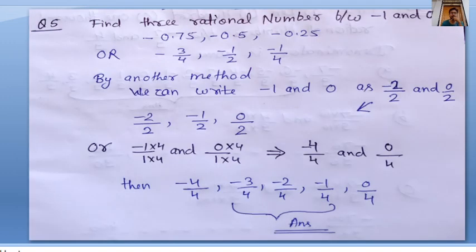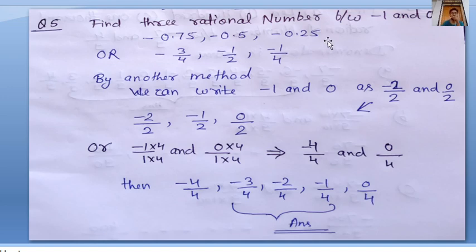Now next, find three rational numbers between minus 1 and 0. Minus 1 and 0 on the number line lie on the negative side. So here we can write minus 0.75, minus 0.5, minus 0.25, or minus 3 by 4. When you convert to fractional form, you can write in this form. And minus 0.5 you can write as minus 1 by 2 and minus 0.25 as minus 1 by 4. So this you write, that is also good.